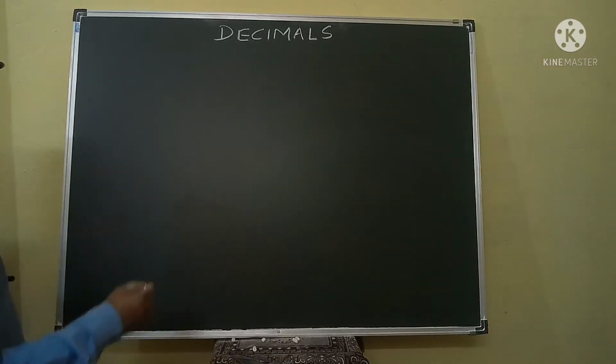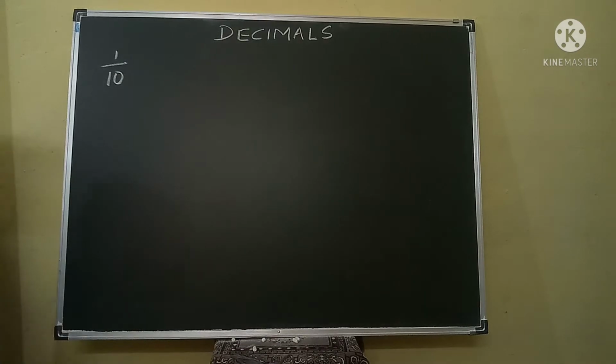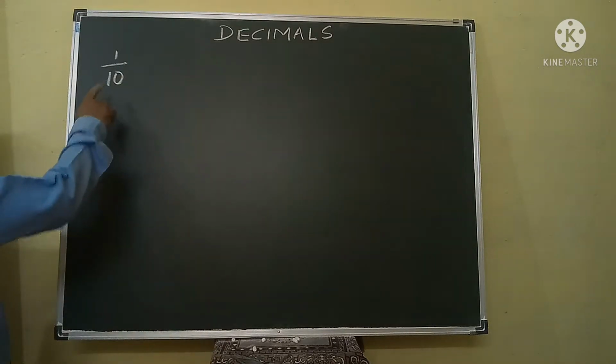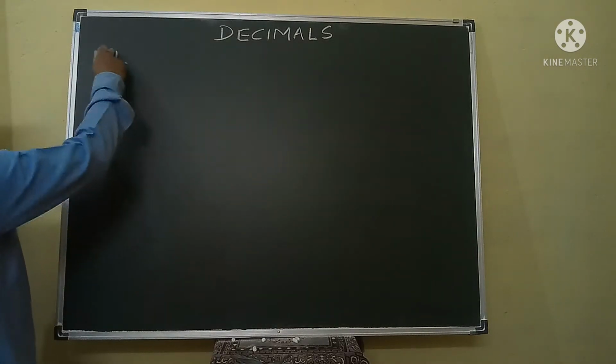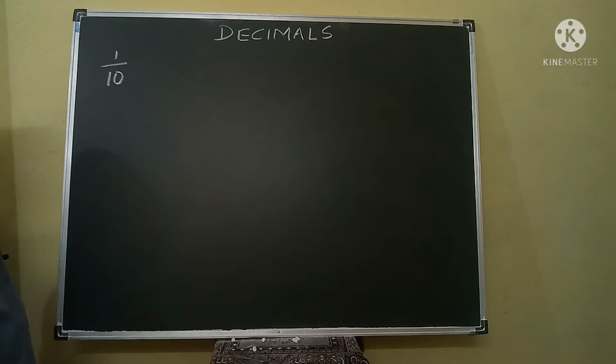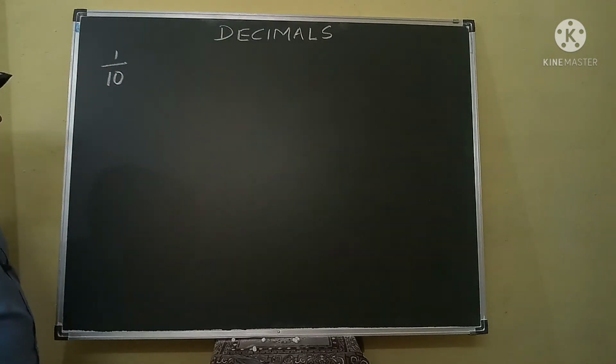My dear student, suppose this is 1 upon 10. This is the decimal fraction. As you are looking, in this decimal fraction, denominator is 10. So how can you read this number? In simple language, this is 1 upon 10.